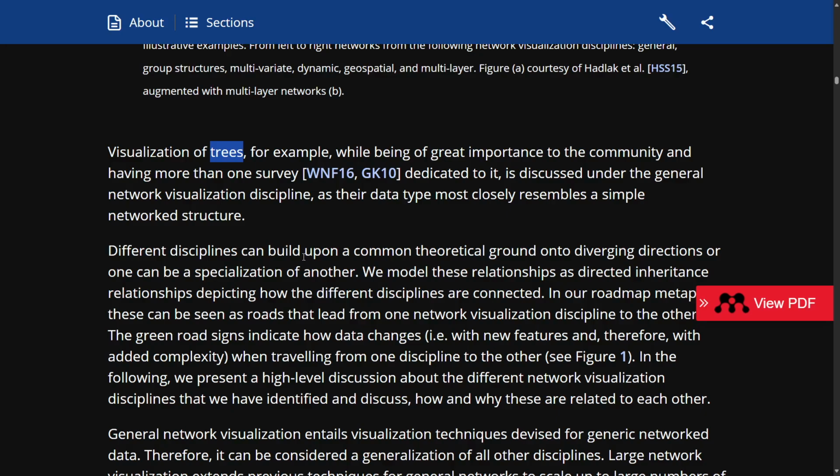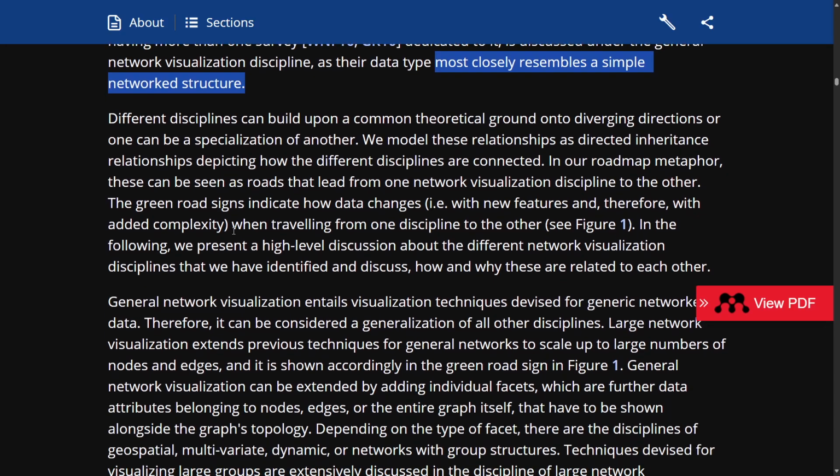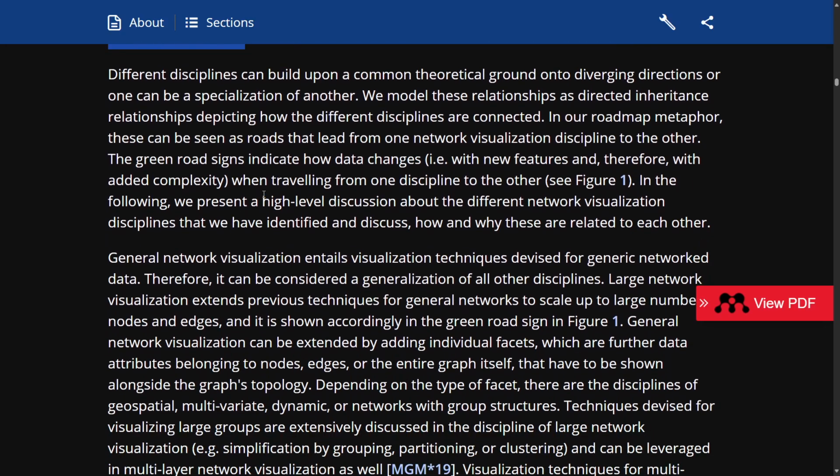Different disciplines can build upon a common theoretical ground onto diverging directions, or one can be a specialization of another. We model these relationships as directed inheritance relationships depicting how the different disciplines are connected. In our roadmap metaphor, these can be seen as roads that lead from one network visualization discipline to the other. The green road signs indicate how data changes, i.e. with new features and, therefore, with added complexity, when traveling from one discipline to the other, see Figure 1. In the following, we present a high-level discussion about the different network visualization disciplines that we have identified and discuss how and why these are related to each other.